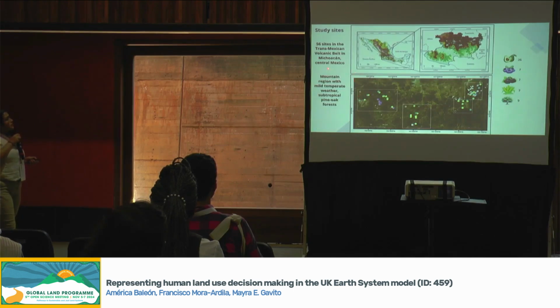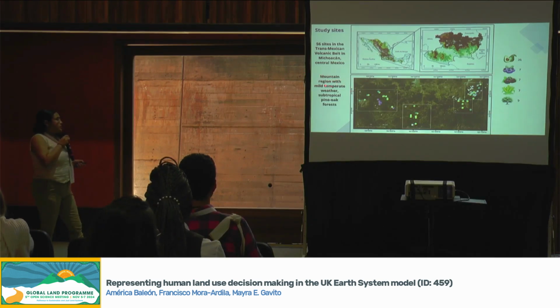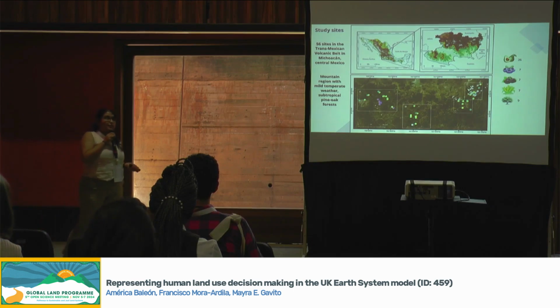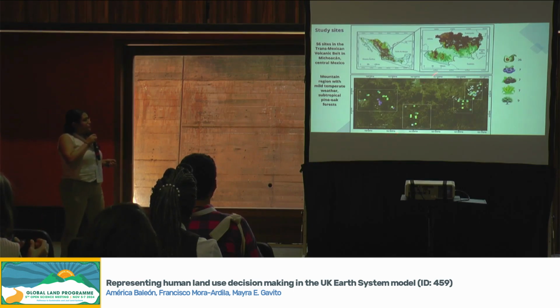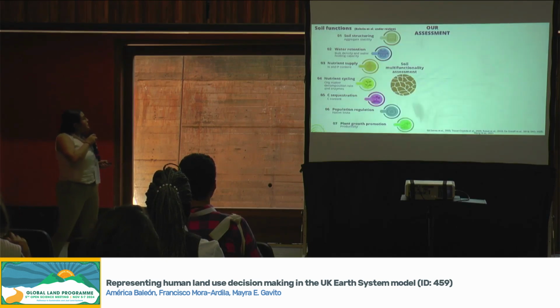We did a study in 56 sites in the Trans-Mexican Volcanic Belt in Michoacán, central Mexico, which is a mountain range with mild temperature weather and subtropical pine-oak forest. As you can see, there are not the same number of sites per cover, and that's mainly because it is a very complex landscape. So we try to represent as much of the covers as we can.